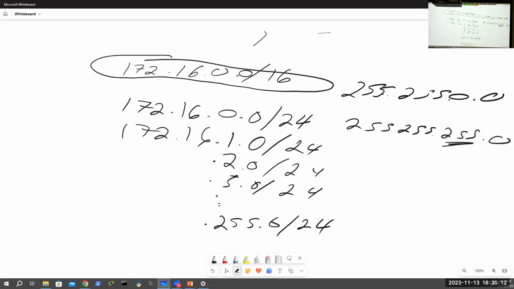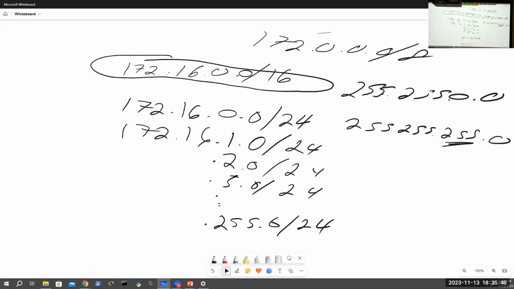So with the /8, I would have 172.0.0.0. And then if I made it /16, it would be 172.1.0.0, 172.2.0.0. I would be able to count with that second octet from 0 to 255, and those are my 256 subnets. Because if I start with /8 and go to /16, then now I'm subnetting with the second octet.